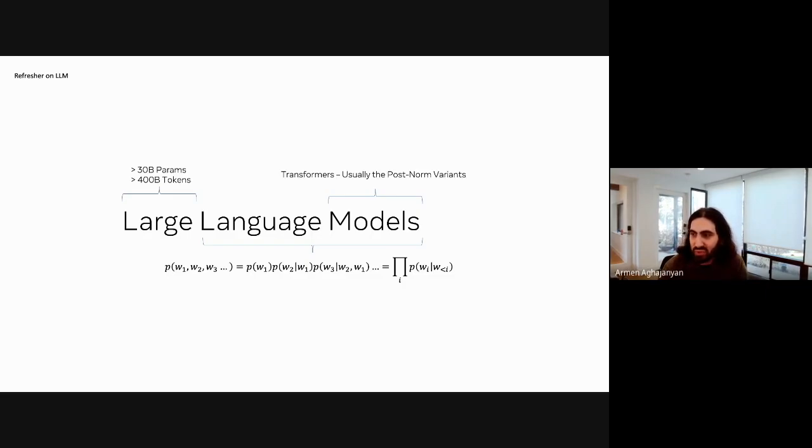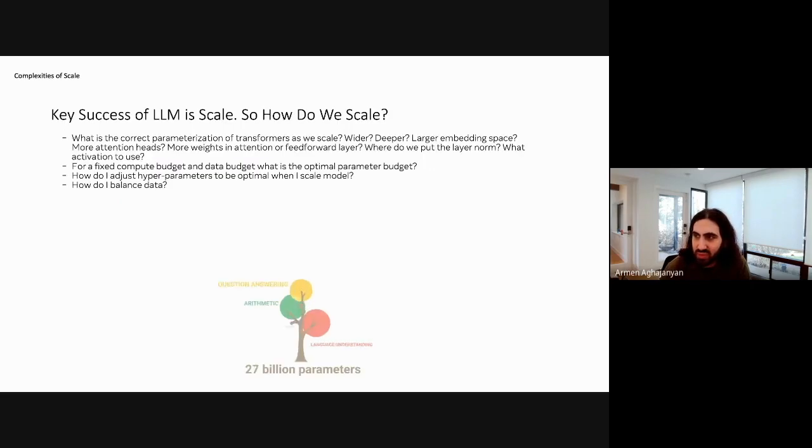When we talk about large, what we talk about now is 30 billion parameters trained on over 400 billion tokens. Language models, I think most people here will be familiar with, we're just modeling the joint distribution of text. And the models are usually just post-norm variants of transformers. I rarely see people going outside of this architecture. And so really the success of large language models, it's in the name, has been scale.